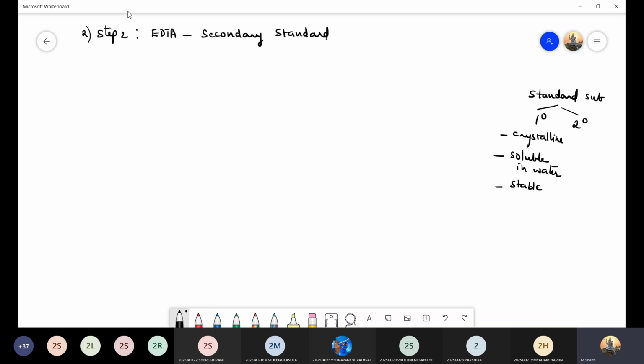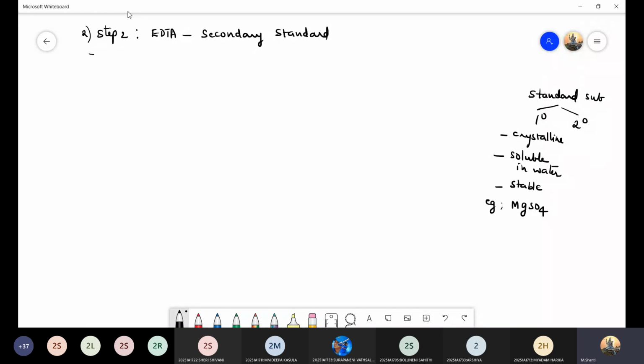And how about MgSO4? MgSO4 is a primary standard, where we have directly prepared a standard solution and calculated the molarity. But that kind of procedure cannot be used for EDTA because EDTA is a secondary standard, so it must be standardized. So what is the standardization procedure?